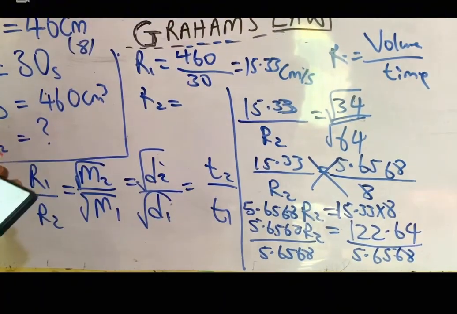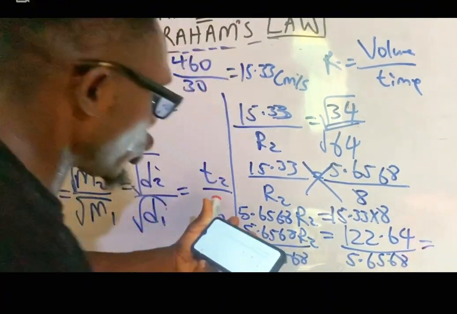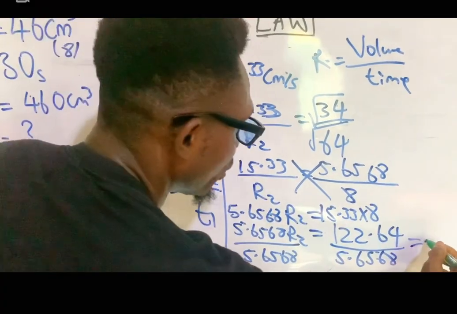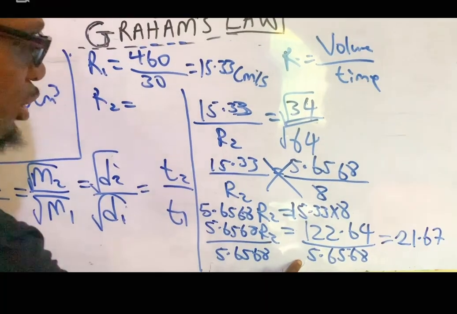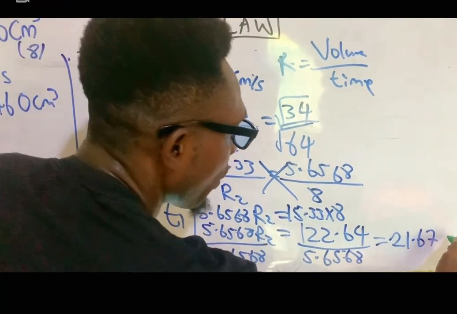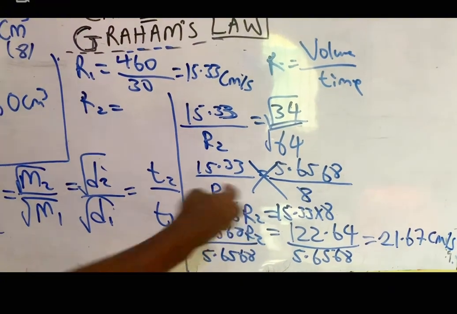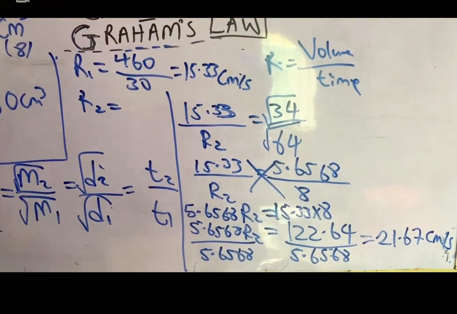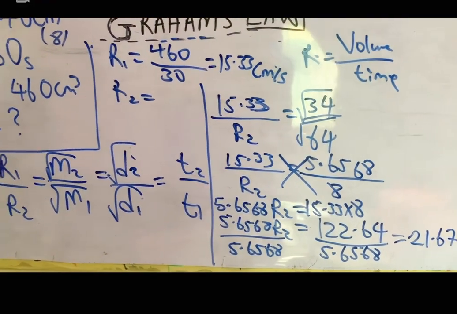5.6568. Now let's check what our answer is going to look like. And my answer is 21.67. So in this case, we have solved for R2, 21.67 cm3 per second. But remember, this is not what we are asked to solve for. Now we have solved for the rate of diffusion of gas 2, which is hydrogen sulfide.